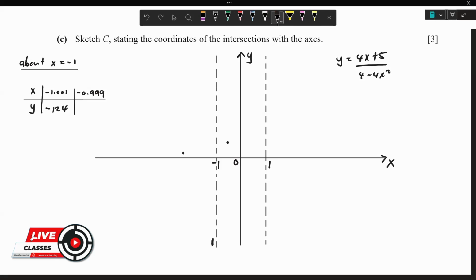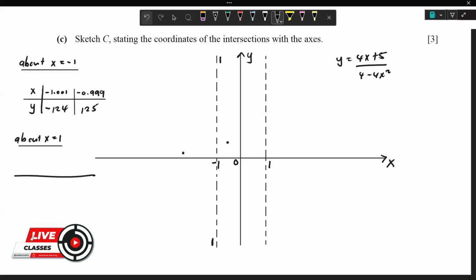And for minus 0.9999, using my calculator, we get 125 point something. So it's a big value, so it's coming from the top. Then about x equals 1.